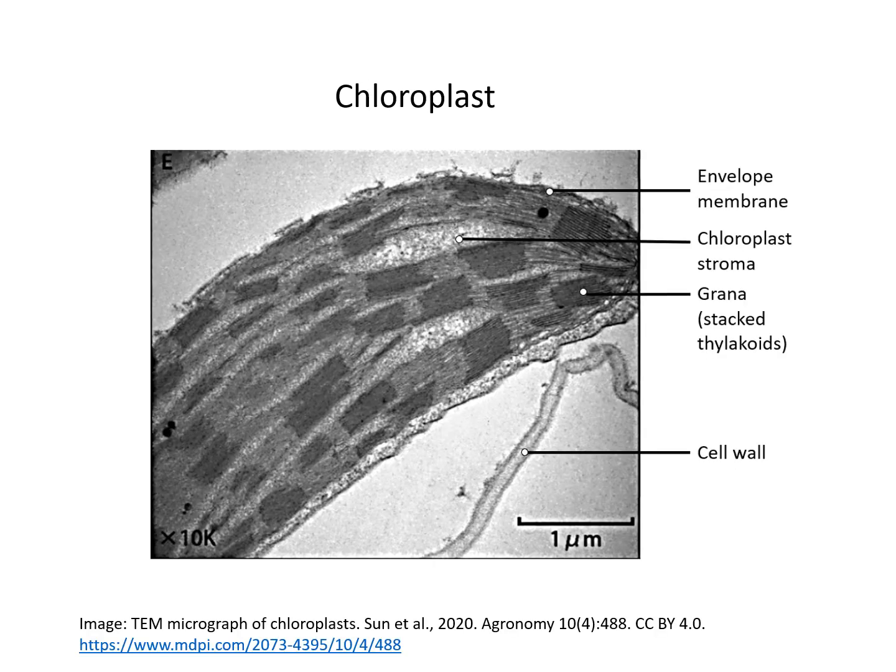This transmission electron microscope image captures the internal structure of a chloroplast. You can see key features we've just discussed, including the stacked grana made up of thylakoids, as well as the surrounding stroma.